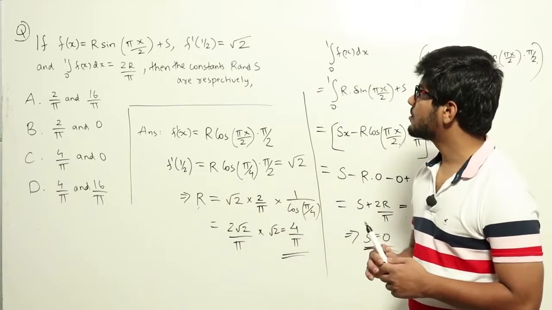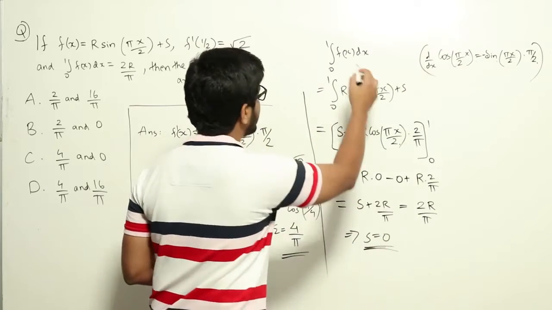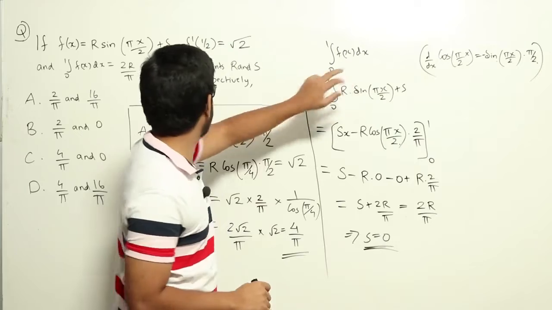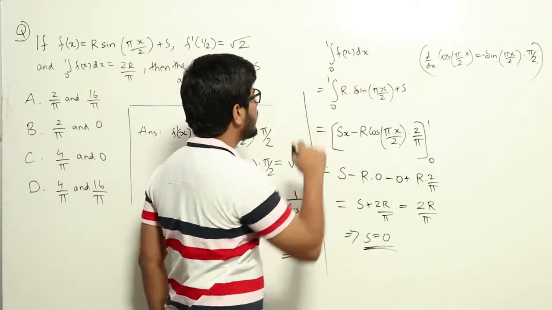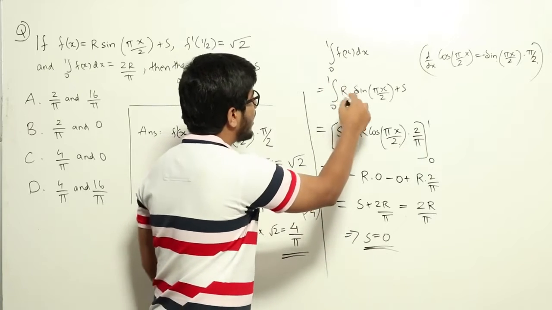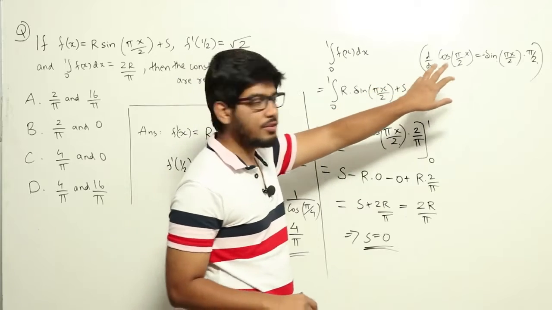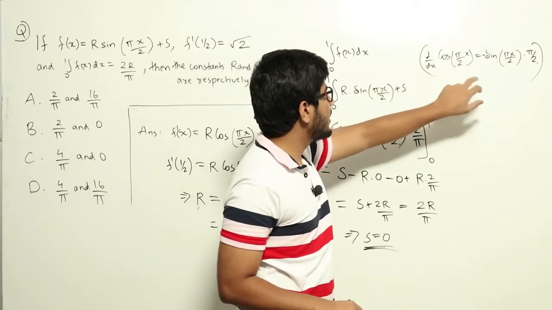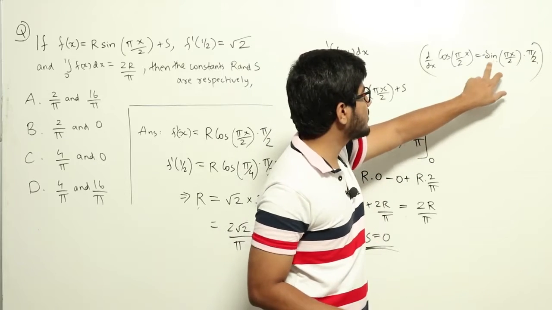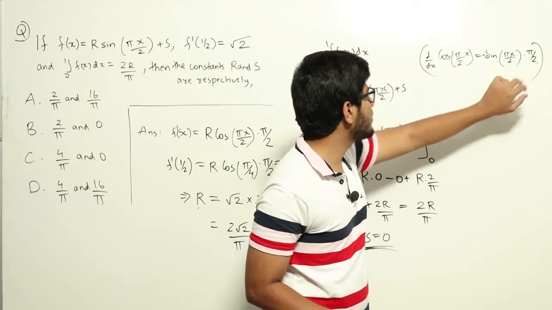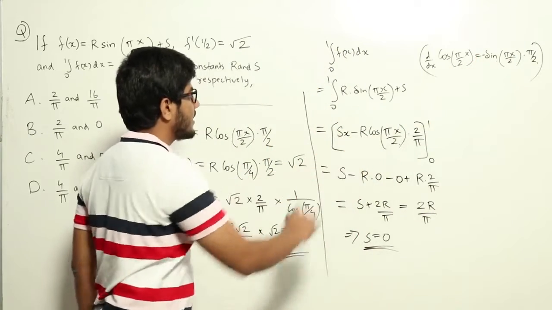Now we'll see how to solve for s. For s, we have been given that integration 0 to 1 f of x dx is 2r by pi. So we'll see what this is. Integral 0 to 1 f of x dx equals integral 0 to 1 of r sin pi x by 2 plus s. Now if you take the derivative of cos pi by 2x, we will get minus sin pi by 2x into pi by 2. So the integral of sin pi x by 2 is minus cos pi by 2x into 2 by pi. So we'll substitute that here.